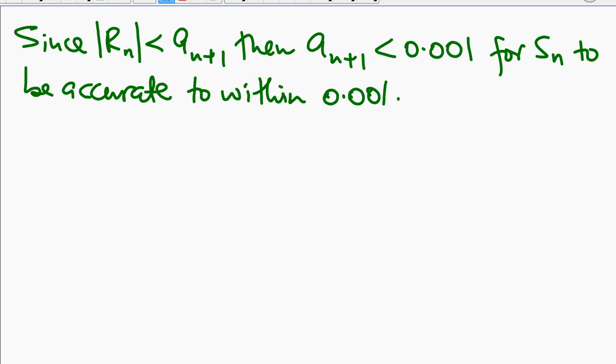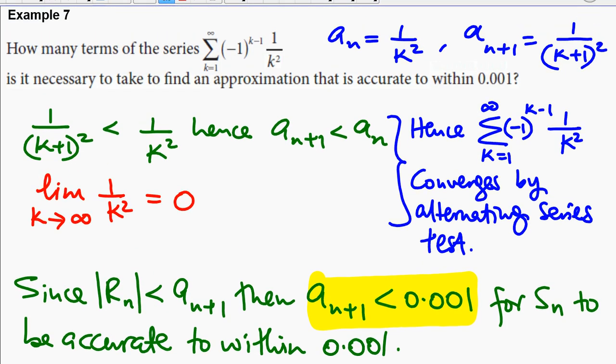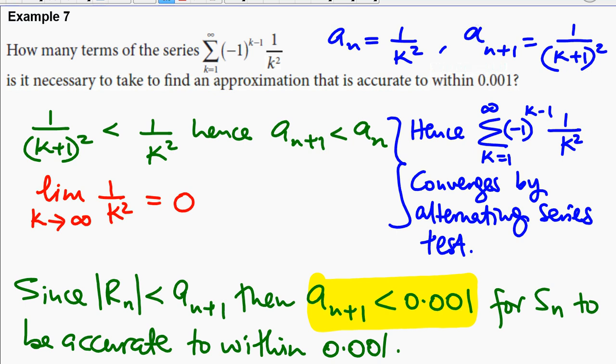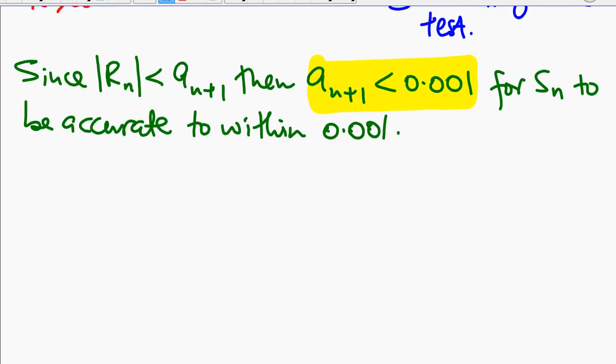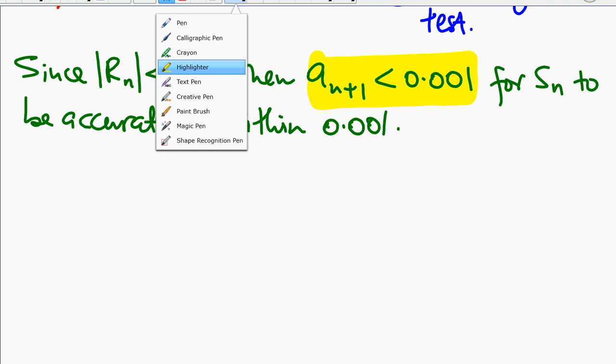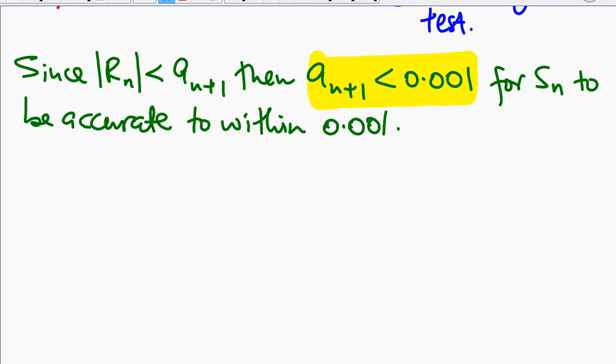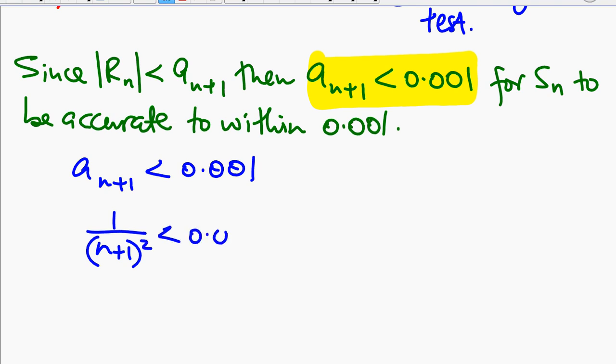So what I mean is that using this inequality, remember, we know what S sub n plus 1 is. Up here, we have what S sub n plus 1 is. So S sub n plus 1 is less than 0.001. But S sub n plus 1 is 1 over n plus 1 squared, which is less than 0.001.